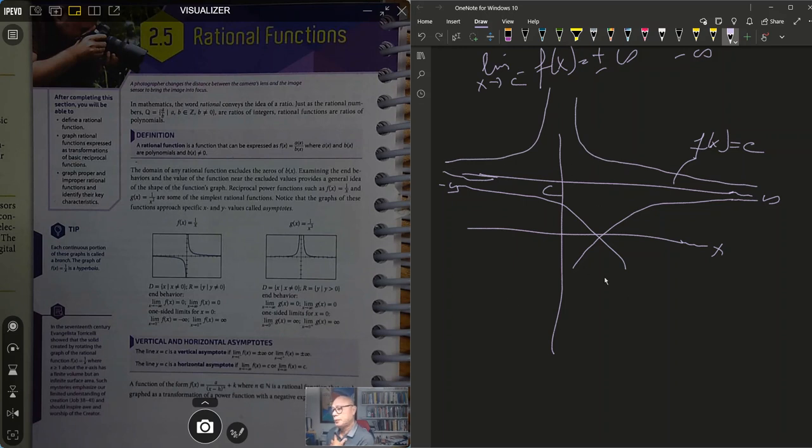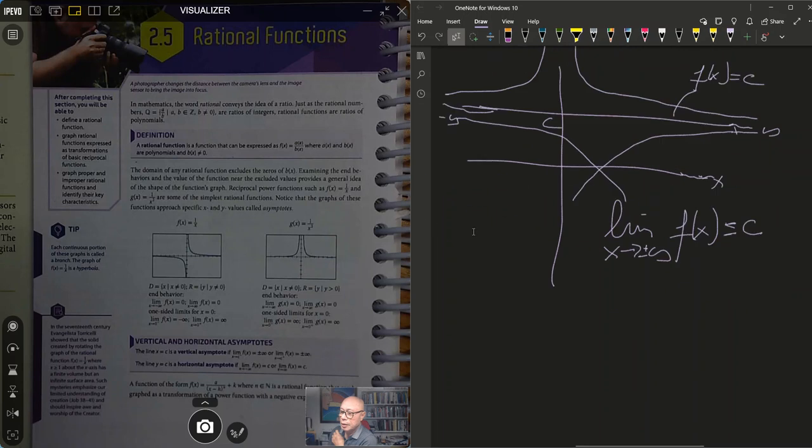So the expression of a horizontal asymptote is when x goes to infinity, the limit of the value of f(x) is c. x goes to infinity, either positive or negative, and the function goes to c, but never touches or crosses c. That's the horizontal asymptote.